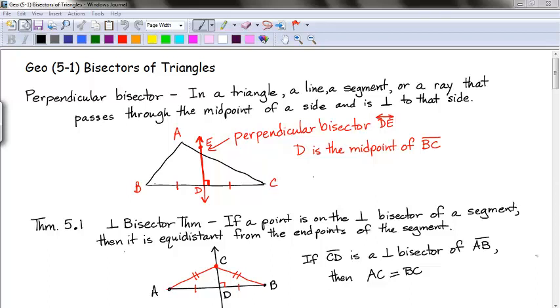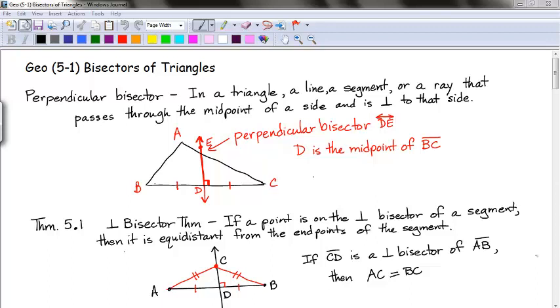Okay, so this handout will go in your notes for bisectors of triangles. They talk about several things in this section. One is a perpendicular bisector. It might be a perpendicular bisector of a line segment. It might be a perpendicular bisector of a side of a triangle.